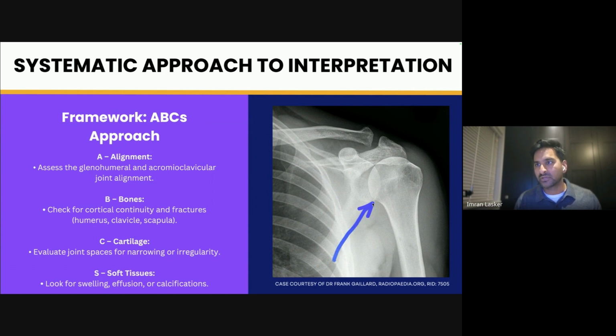You can see the clavicle going along like so. You can see the soft tissues all around it. So you've done your bone. Cartilage is a little bit difficult. You can't see cartilage on an X-ray, but you can kind of infer it from the alignment of the humerus and how close the humerus is to the glenoid. And I think there'll be an X-ray coming up later.